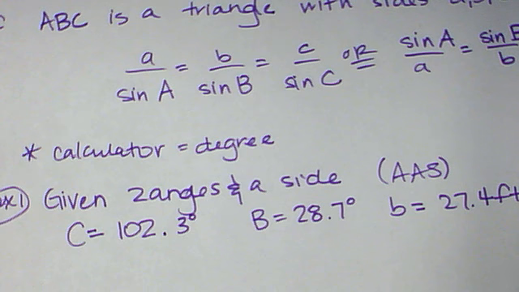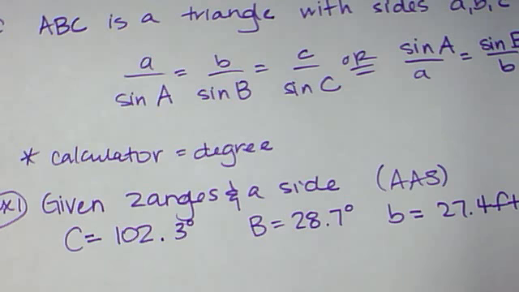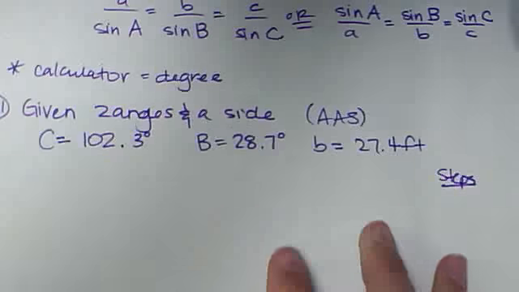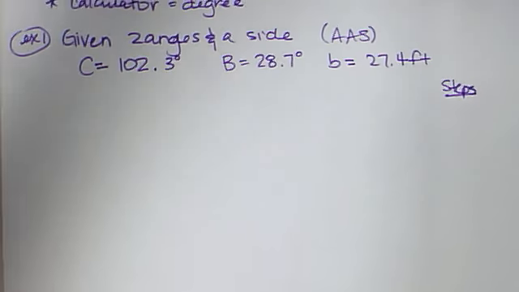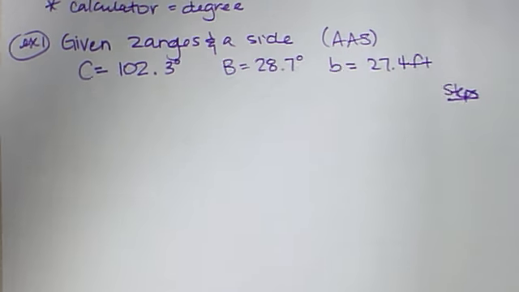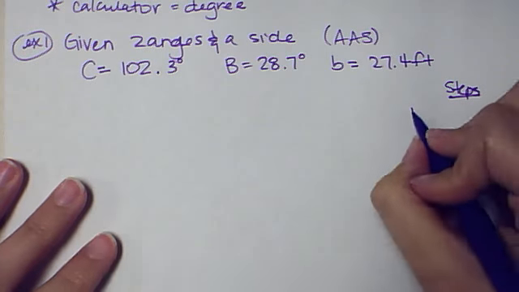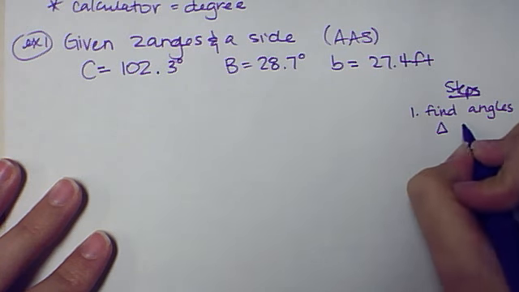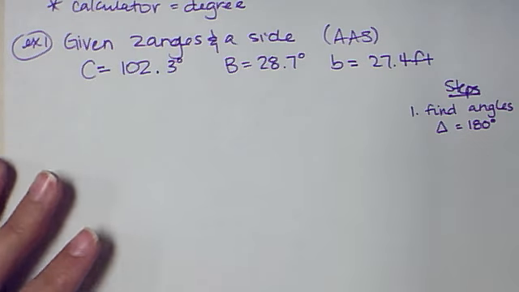To do that, I'm going to start with the easiest piece. If I'm given two angles, the easiest piece would be to find the third angle, because we know about triangles that their angle measures add up to 180 degrees. So if you're a steps person, I'm going to try to write some of those out for you over here. Okay, number 1, find your angles. And I'm going to say triangles equal 180 degrees. So maybe that will help you remember.